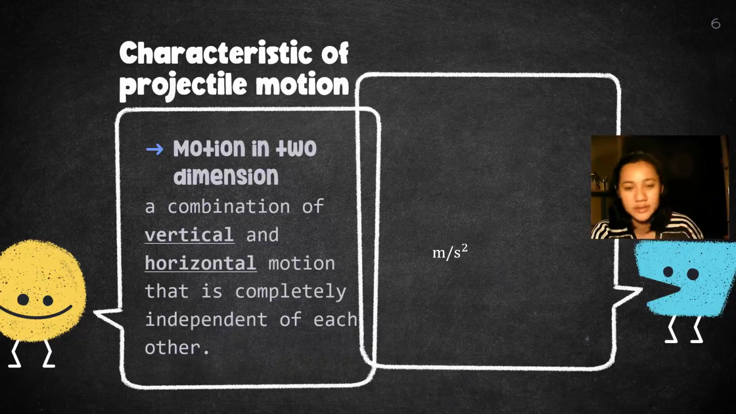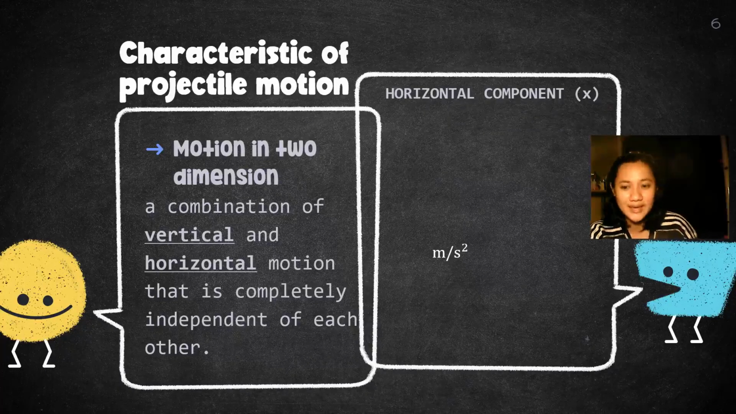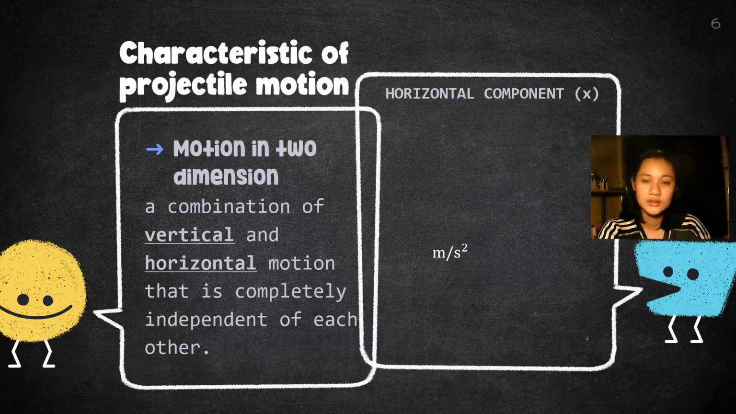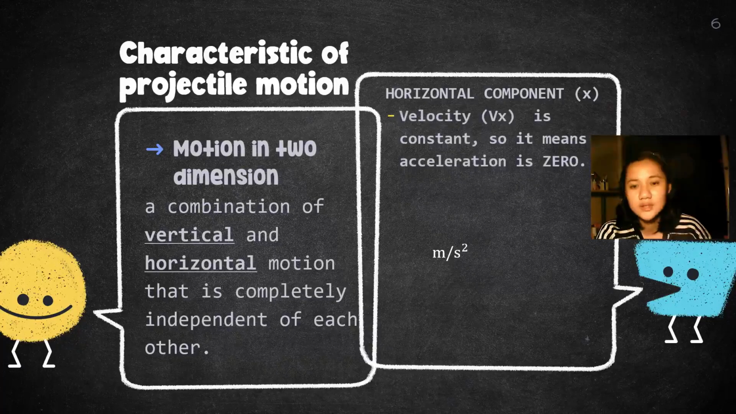But it doesn't mean na magkahalo sila because you can solve independently for the vertical component and the horizontal component of an object. Okay? So now, let's talk about the horizontal component or the x component, okay? Or the x-axis of an object. Okay? So, it is described as the velocity under the horizontal component is constant. So, it means that acceleration is 0.